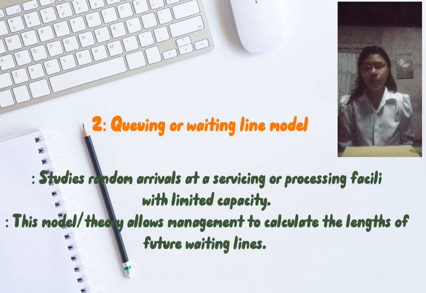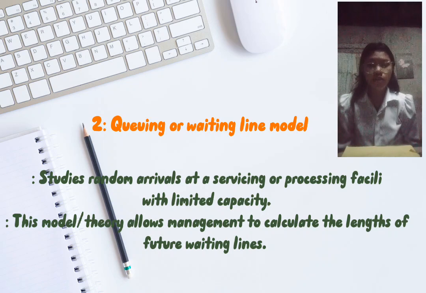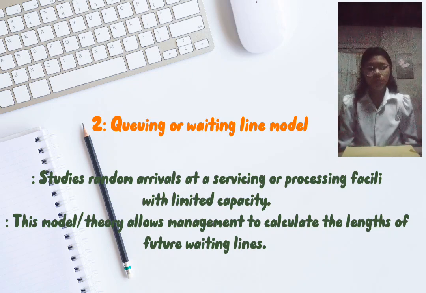So next is queuing or the waiting line method. This studies random arrivals at a servicing or processing facility with limited capacity. This model or theory allows management to calculate the length of future waiting lines.